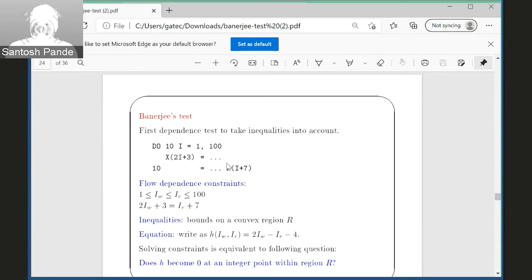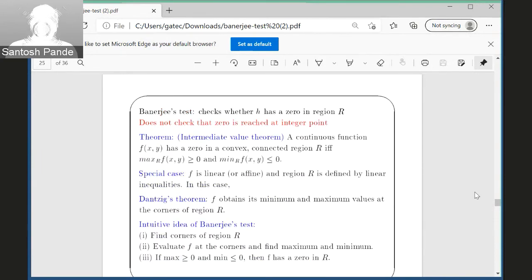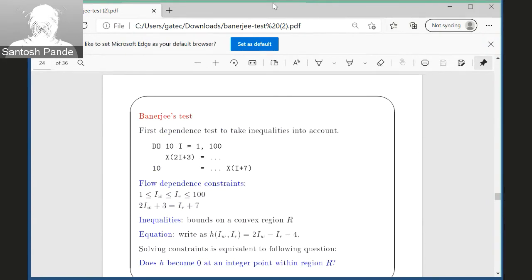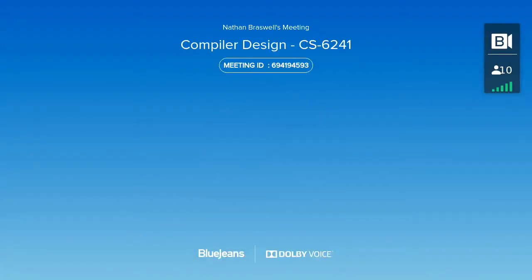But less than 100. So you can see that this is a polytope between two variables of square, rectangular kind of square shape. And what we want to do is if this particular function 2IW minus IR minus 4 becomes 0 on that. So this might be better illustrated if we go to our favorite whiteboard here.